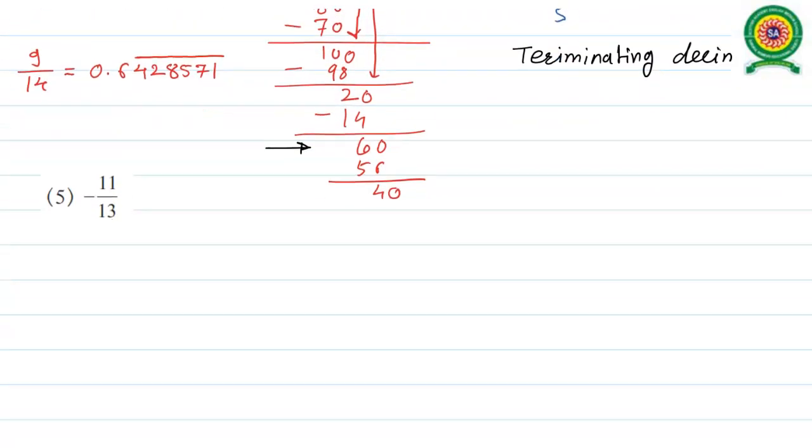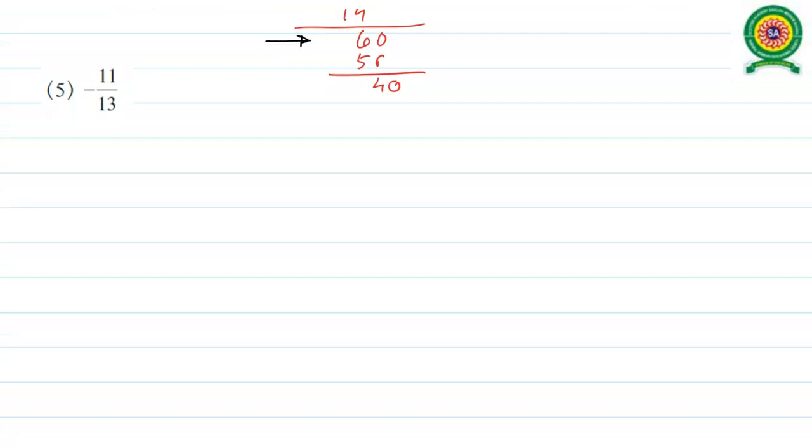Now we will move forward to the next question. Question number 5, we have minus 11 divided by 13. That means 11 is our dividend and 13 is our divisor. So we are doing the actual division to convert the given rational number into decimal. We are dividing 11 by 13. Once our dividend is less than the divisor, there is a divisibility of 0. We have the remainder 11. Since the remainder is less than the divisor, we have to put the decimal in the dividend as well as the quotient.